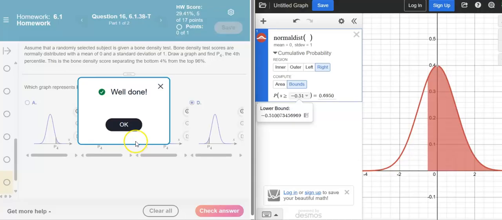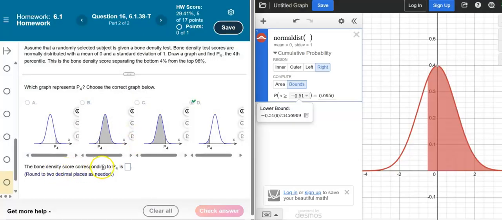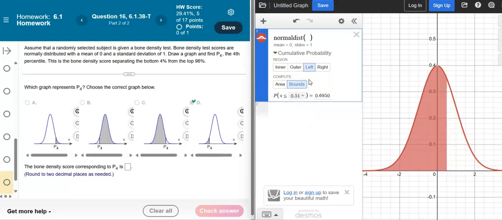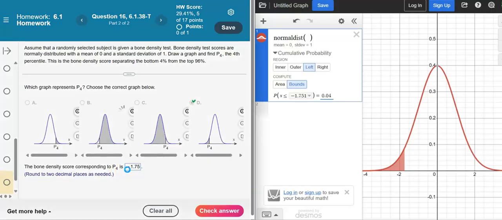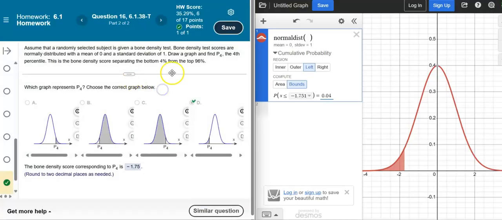And then it's going to ask, all right, what would that number be? What's the score that corresponds to that? And again, it has mean 0, standard deviation 1, so it's normal. So I'm going to do the same thing. This is below, right? I'm shading to the left, so that's a left probability. All the P problems with a little P subscript will be that. And then I want to change this to 4% as a decimal, so 0.04. So there's the bone density score. To two decimal places it would be negative 1.75, I should say. That's what I'm going to put in there. All right, so that's another kind of variation of the bounds problem, those percentile problems.